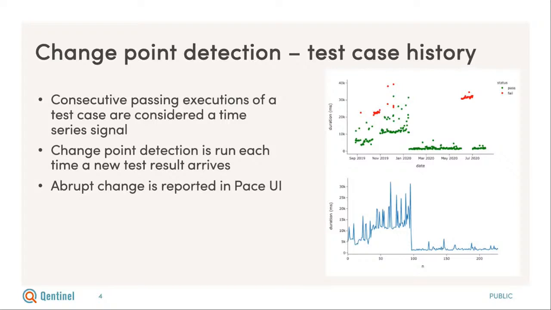On the top right corner of the slide, you can see the execution history of an actual test case. On the bottom right corner is the same time series signal created from that test case. Next, I will show you how this functionality works in the Pace UI.